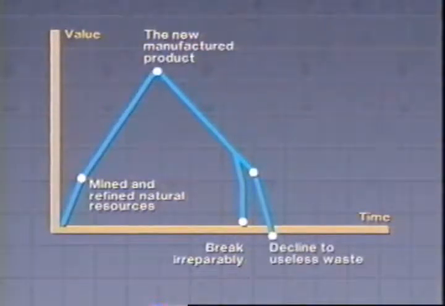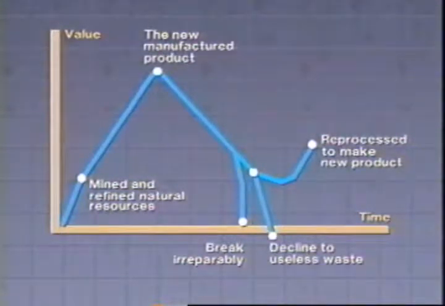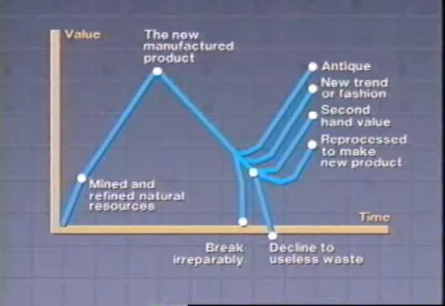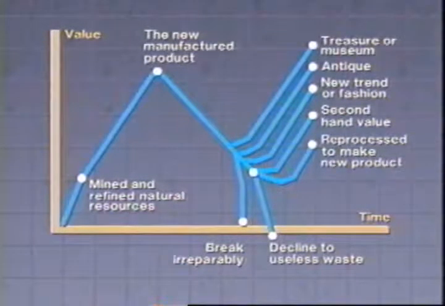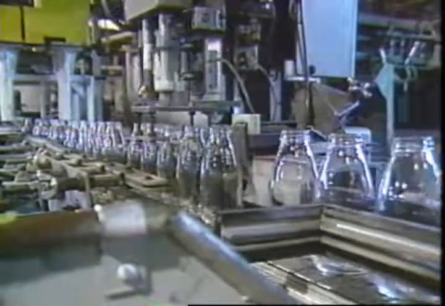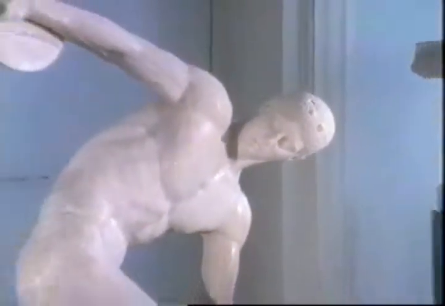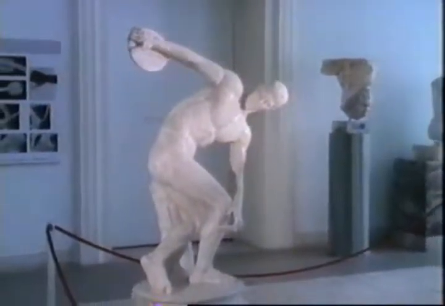But it could instead be caught at a critical point and the waste reduced by reprocessing it into a new product and regain value. Or it could be upgraded, repaired, or simply acquire second-hand value. These are the options that should be considered when the product is designed in the first place. Less predictable options include a return to fashion, gaining value as an antique, or even as a national treasure or museum piece. You see, this graph represents not only a glass bottle, but also an old purse, an antique clock, and even a marble statue. The new attitude to design takes into account this life cycle.